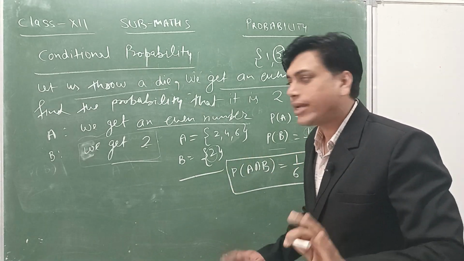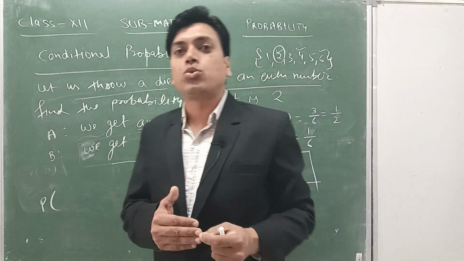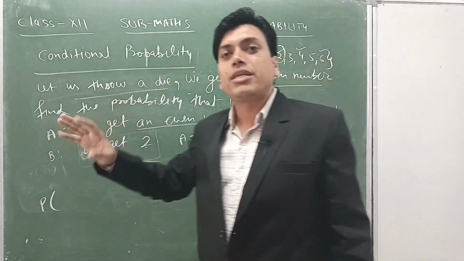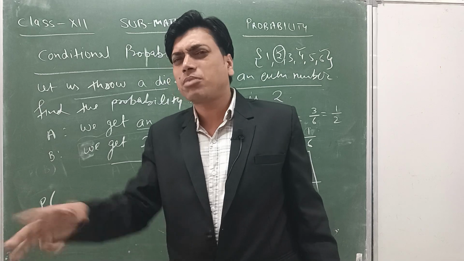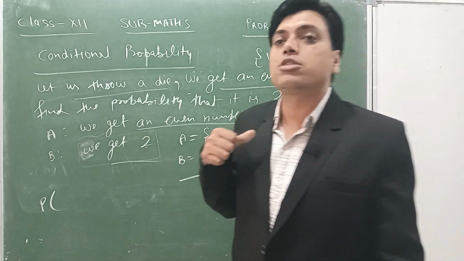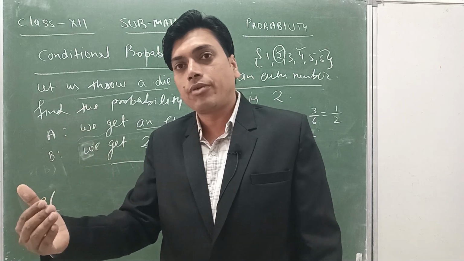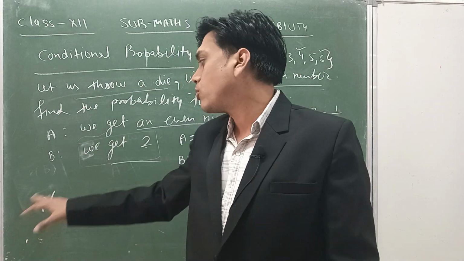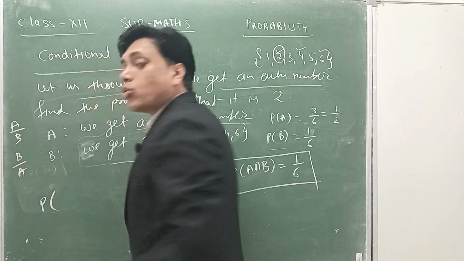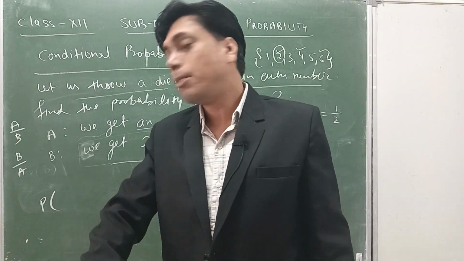Fine. So now again a confusion arises for students: suppose in the statement nothing is given like A or B. Sometimes it is given, sometimes it is not given. So whenever it is not stated which event is A and which event is B, and we are just assuming this is the event A and this is the event B, how do we find out whether we have to find A by B or B by A?